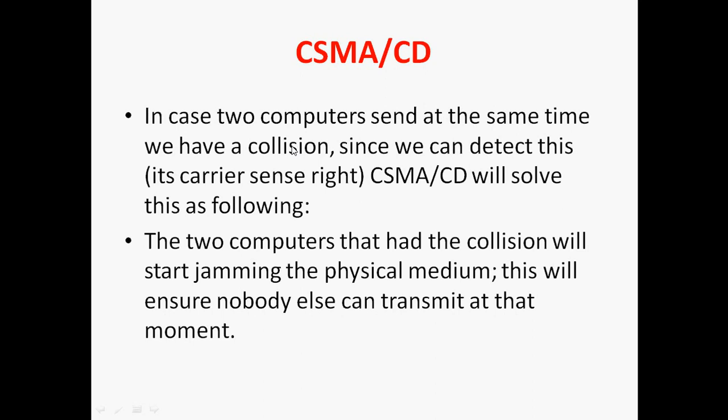In case two computers send at the same time, we have a collision. Since we can detect this with carrier sense, collision detection will solve this in the following three points. First, the two computers that had the collision will start jamming the physical medium. This will ensure nobody will transmit data at the moment.